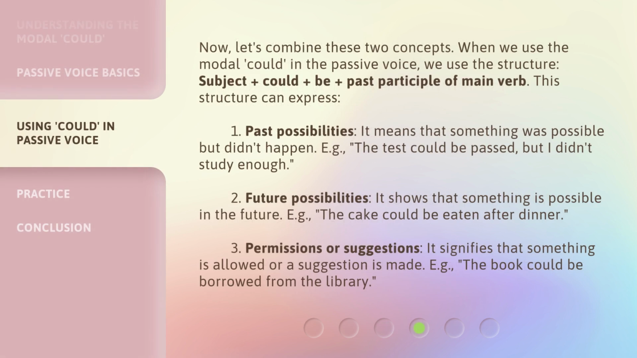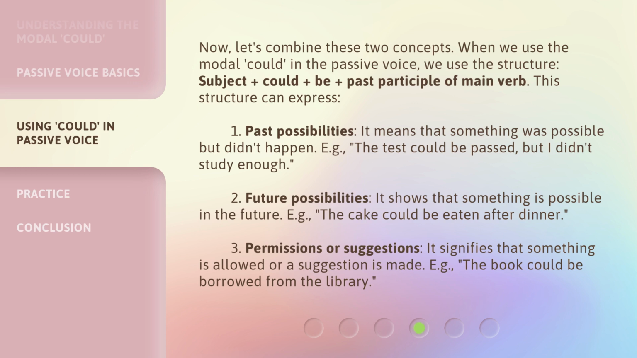Now, let's combine these two concepts. When we use the modal could in the passive voice, we use the structure: subject plus could plus be plus past participle of main verb. This structure can express 1. Past possibilities. It means that something was possible but didn't happen.